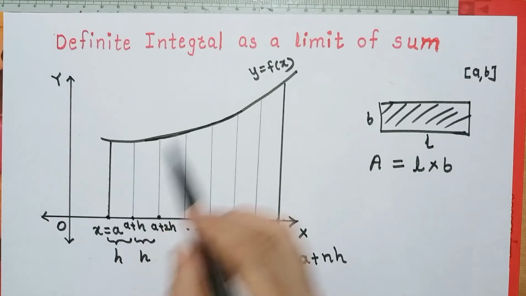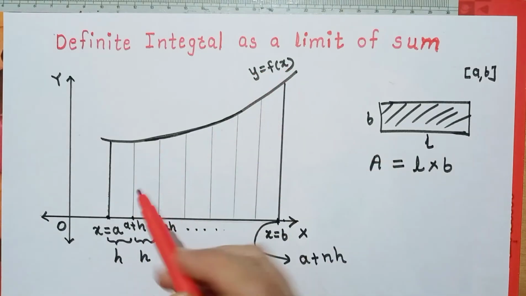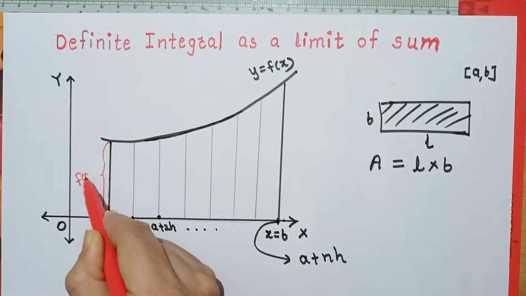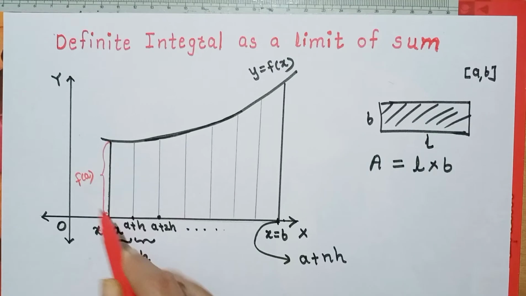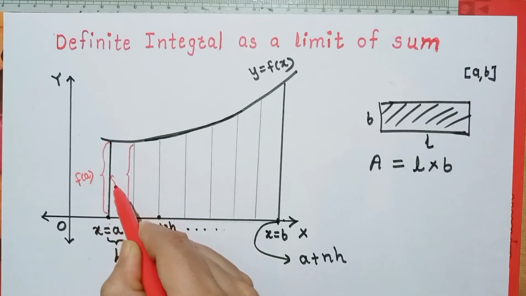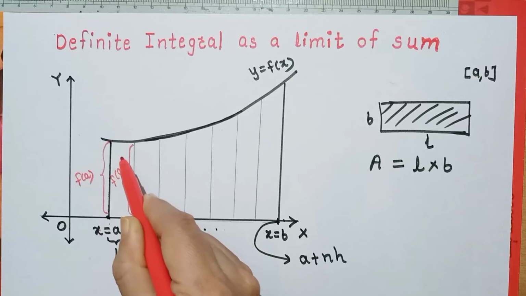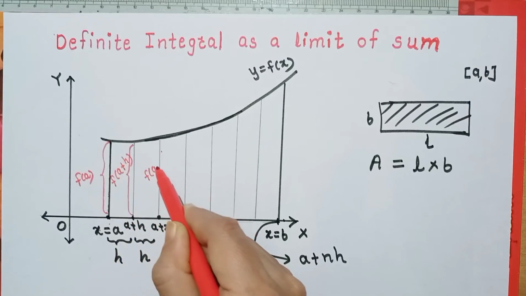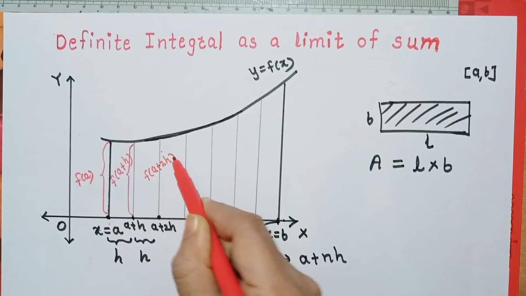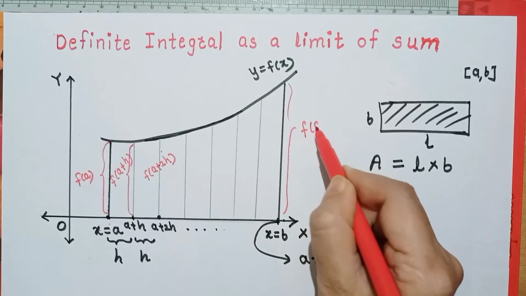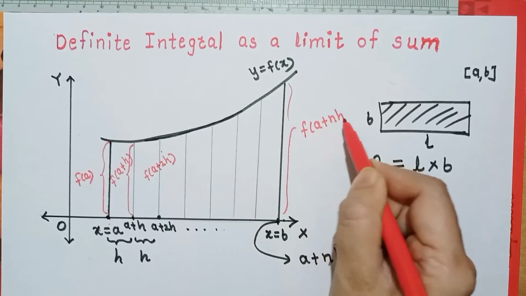Now what is the length? Since this is the curve y is equal to f(x), this length is f(a), since this point is x equal to a. Also this length will be f(a plus h). This will be f(a plus 2h), and so on. This length will be f(a plus nh).